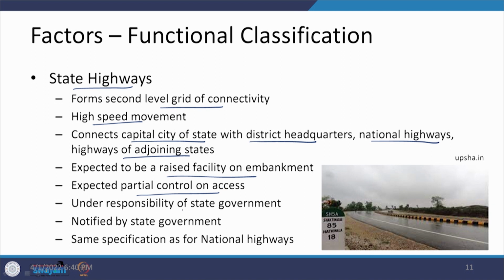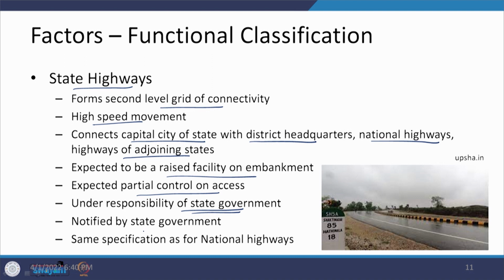They come under the responsibility of the state governments, and therefore, the notification or the denotification of the road as a state highway here is under the purview of the state government. I already specified that they have the same specifications as national highways. So, when we will be looking at further, we will see that NH/SH is what we will be talking.